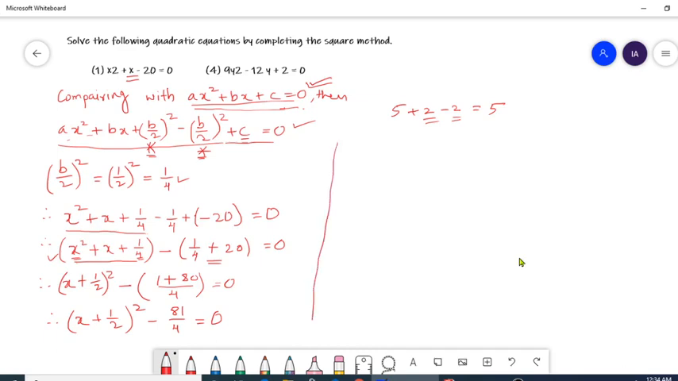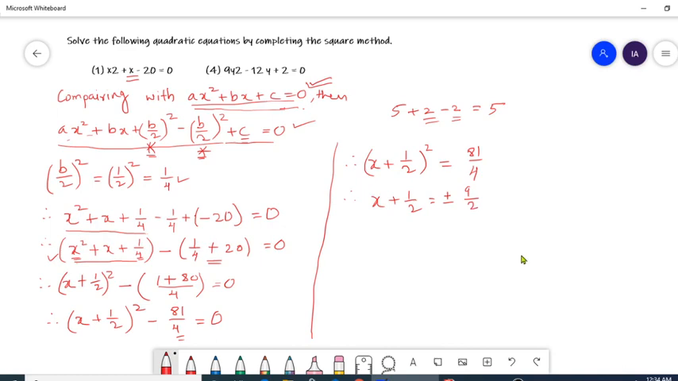Now further, I can transpose this 81 by 4 to the right hand side. So it will look like this: (x plus 1 by 2) whole square is equals to negative 81 by 4 will become positive 81 by 4 when you bring it to the right hand side. So you can take square root of both the sides. So it will become x plus 1 by 2 is equals to, now the square root of 81 by 4 will become plus minus 9 by 2.